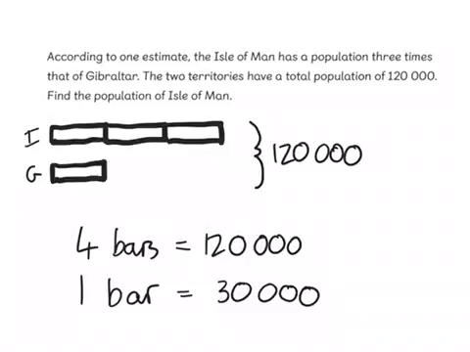So to recap, we knew that the Isle of Man's population was 3 times bigger than that of Gibraltar's. We also knew that the total population of both the territories was 120,000. So 4 bars altogether represent 120,000. If 4 bars represent 120,000, 1 bar must be a quarter of that, 120,000 divided by 4, which is 30,000. That means that each of these bars is worth 30,000.